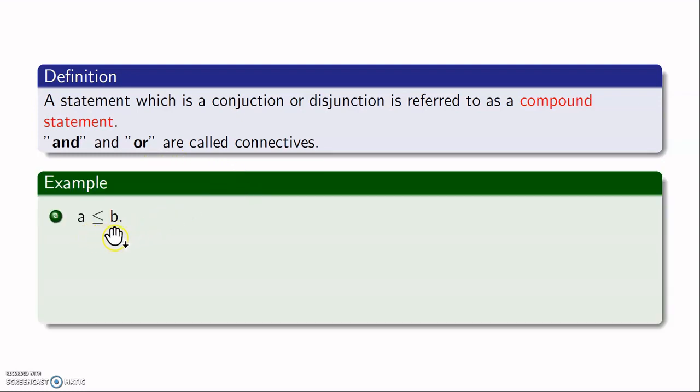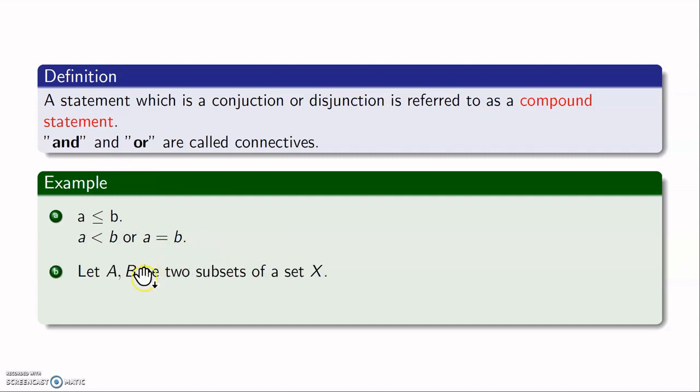Okay, let's look at some more examples. Look at the first one. A is less than or equal to B. This can be expressed as A is strictly less than B or A is equal to B. So this is a disjunction of two statements because they are connected using the word or.